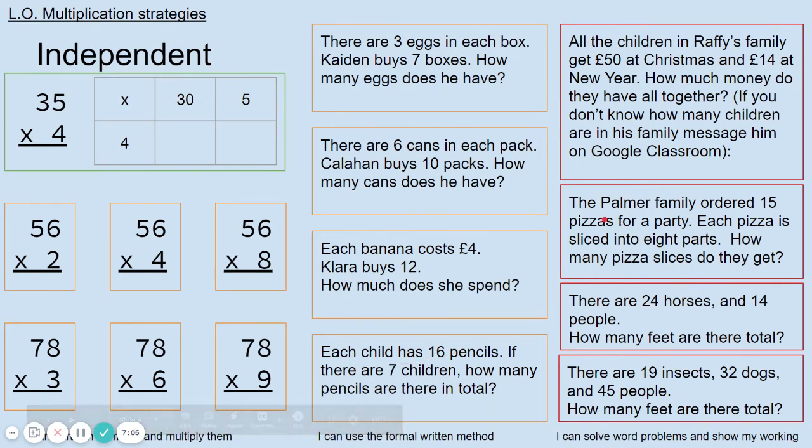We've got one about the Palmer family having a party. And Rafi's family, they're getting loads of cash. How much cash are they getting? See if you can work that out. And then we'll go about feet. I was getting a bit creative there with that thing.